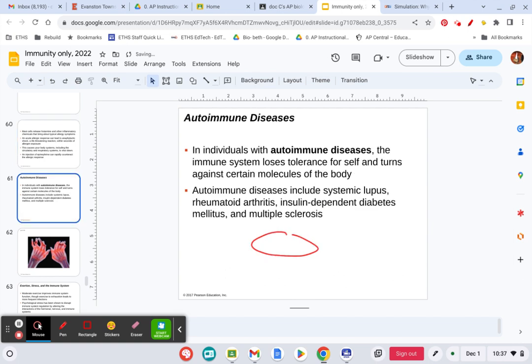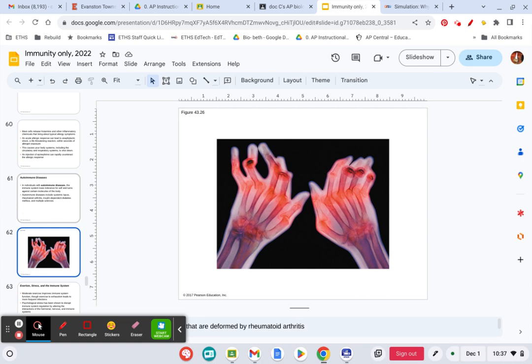There are also autoimmune diseases. Insulin-dependent diabetes is one. RA is another one. That's rheumatoid arthritis. I have rheumatoid arthritis. Sad face. If you don't treat it, your knuckles and your joints start looking pretty bad. Your body attacks itself.